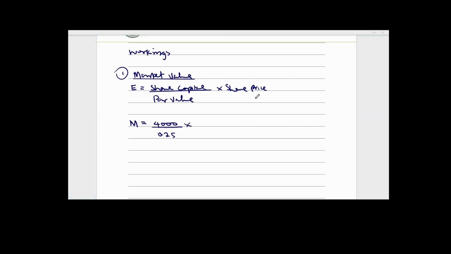In the question, are you given share price? When you look at the information given to you, you are given earnings per share, you are given dividend per share, you are given price earning ratio. So the share price is not given to you, but the examiner has given information that will enable you to compute the share price. Let me demonstrate this for you.